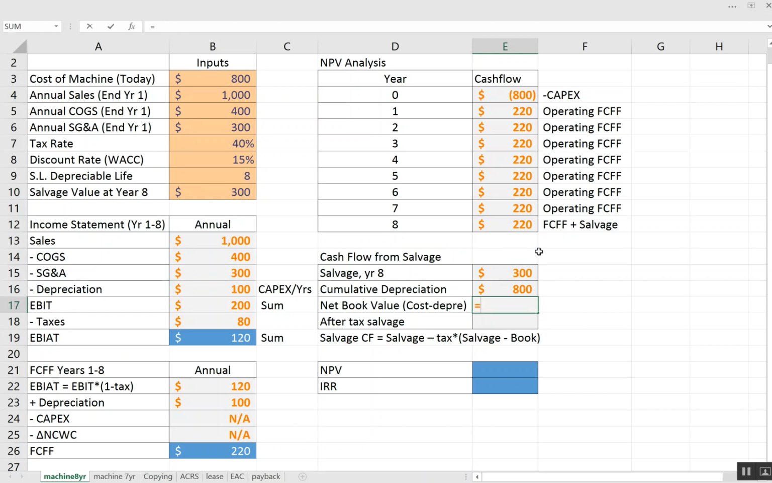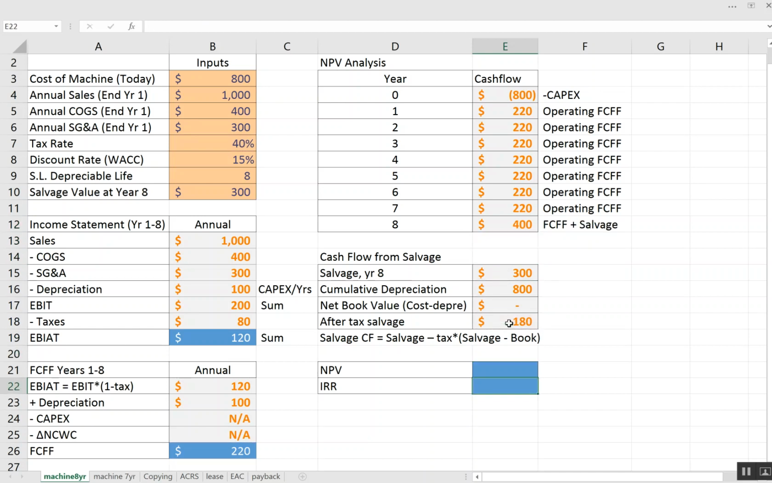Now the net book value, which is the cost minus its cumulative depreciation, has a 0 book value, which means that the full salvage value is taxable. So my after-tax salvage value is going to be $300 minus the tax rate times the difference between the salvage value and the book value. That's shown as a gain. So my after-tax cash flow from the sale of the equipment is 180. So let's put that at the end of my cash flows.